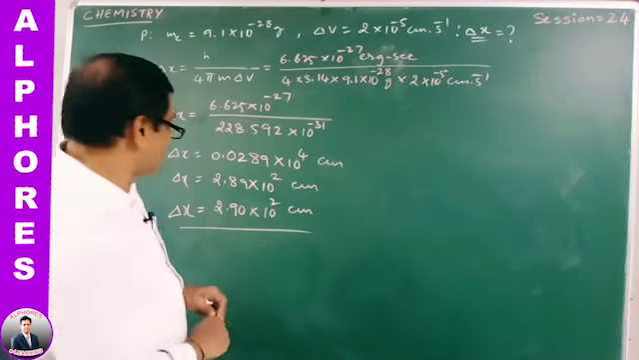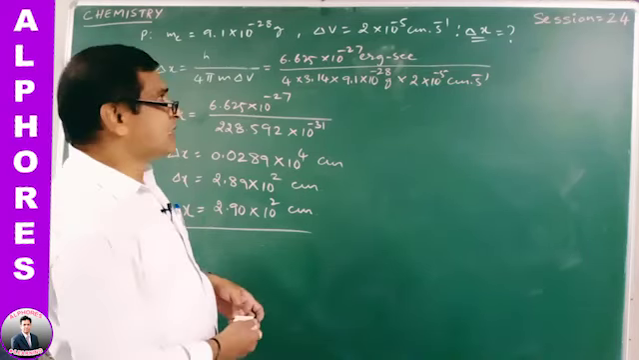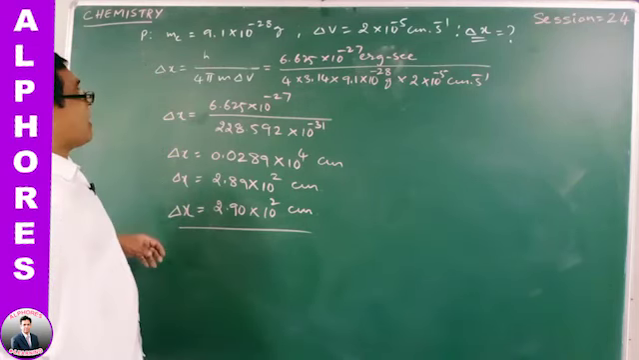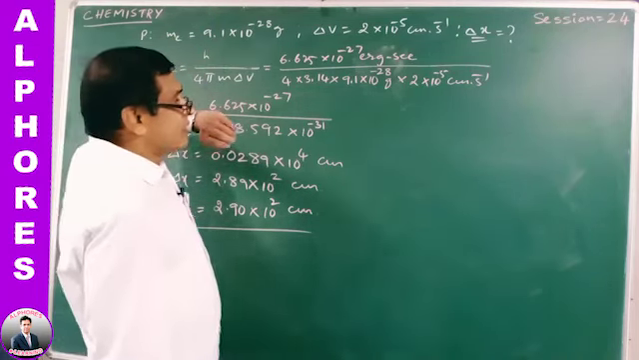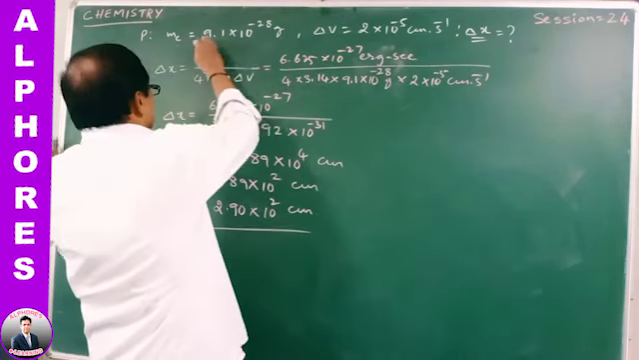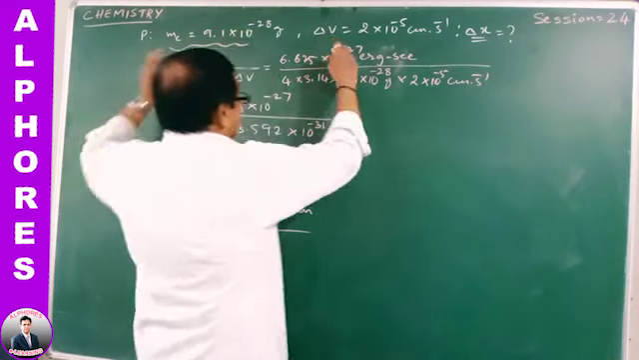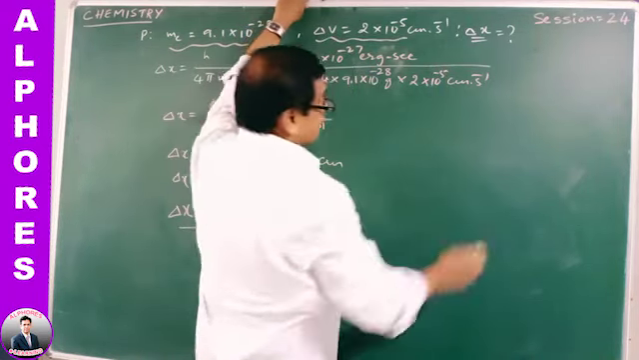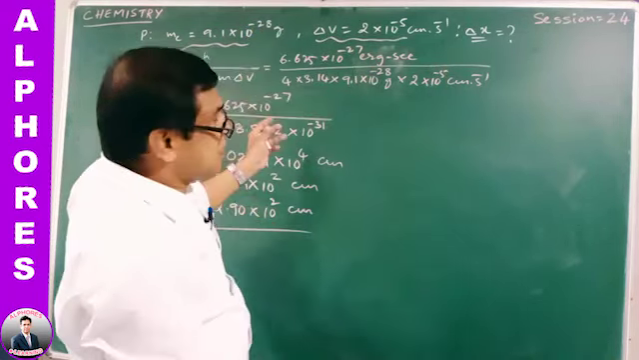Okay, so please just try to understand the given question. The mass of the electron is given, and the uncertainty in the velocity of the electron is also given. Based on this, he is asking us to calculate the uncertainty in the position of the electron. Remember, the formula is delta x, the uncertainty in the position, equals h by 4 pi m delta v.